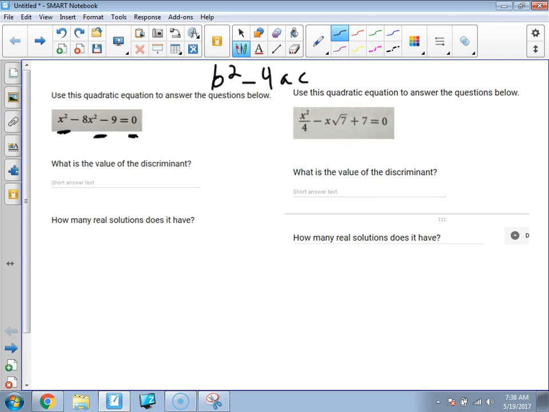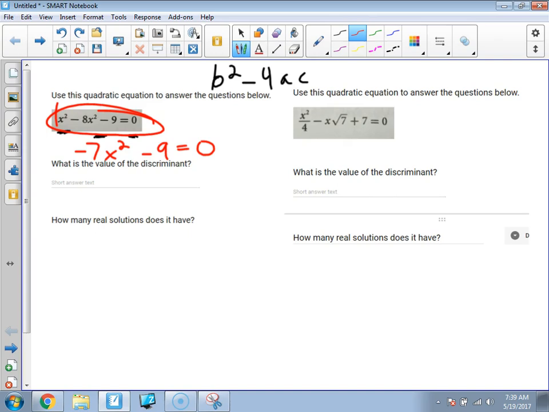Here's the problem with this first equation. It's a little tricky. You can actually simplify it so you end up with just one number attached to x squared. Looking at this one, that's 1x squared minus 8x squared. What is 1x squared minus 8x squared? It's negative 7x squared, correct? So I'll write down negative 7x squared minus 9 equals 0.